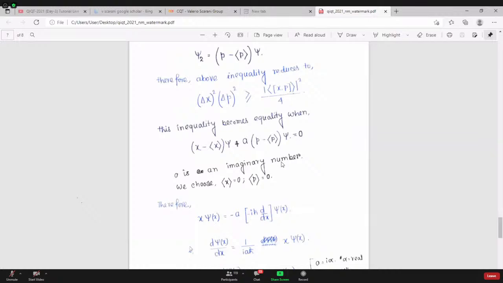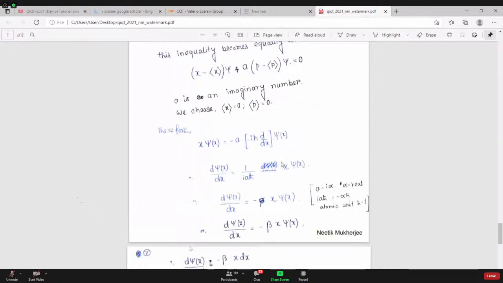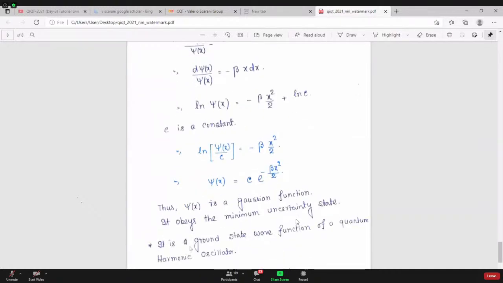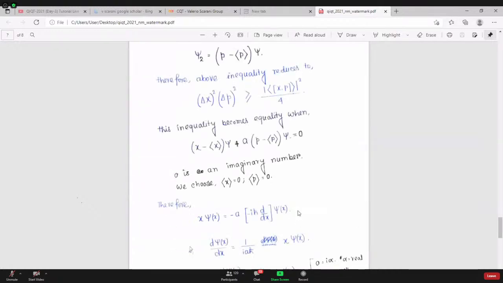And again, you have the option to choose both x and p as finite numbers. Either x is 0 and p is finite, or p is 0 and x is finite. You can have 3-4 options, and you can try with it, and you will get different functions. And they all obey the minimum uncertainty state. So the point is that you can check. This is one case I have shown you, a function which obeys the minimum uncertainty state. Okay. Now tell me.